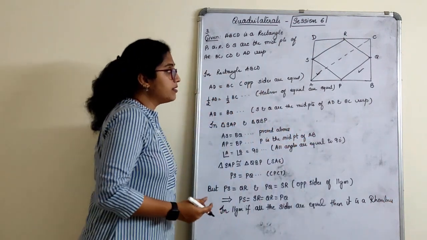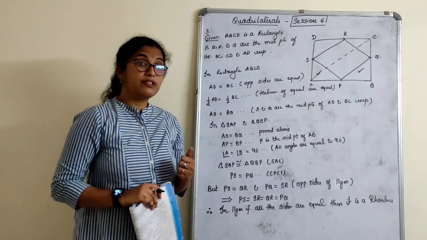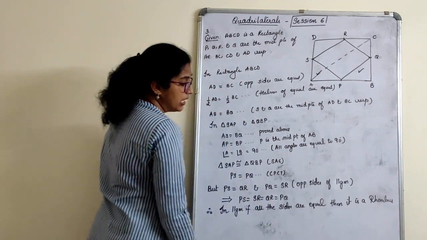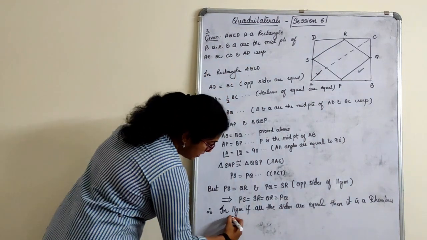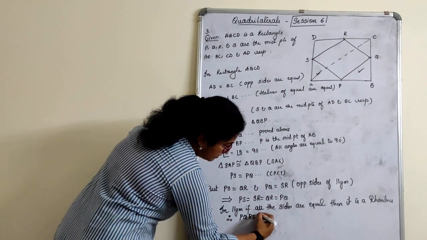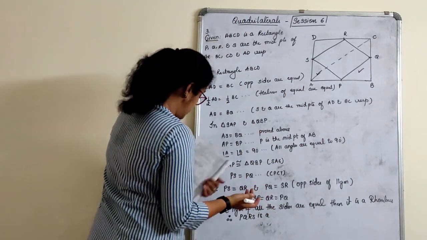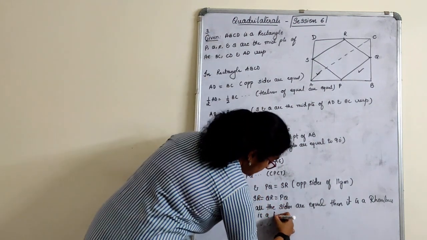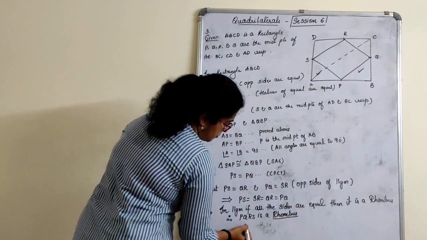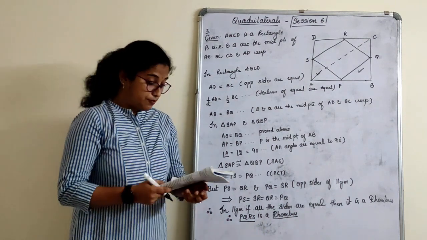You may think, children, can it be a square also? It cannot be a square because it will not satisfy the angle property. In a parallelogram, if all the sides are equal, then it is a rhombus. Therefore, PQRS is a rhombus. Further, it will satisfy the diagonal property also later, but we are not proving that. So this is how we prove it.